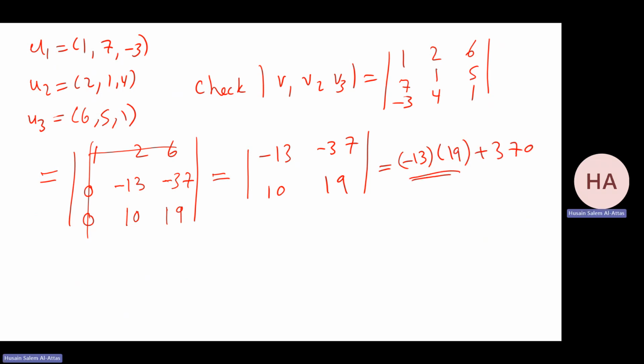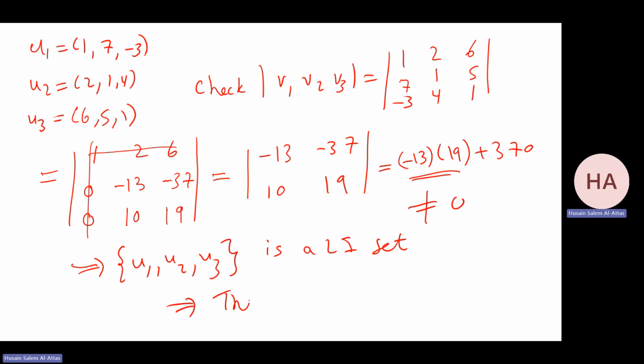Impossible for that to be 370, because the unit digit is not 0. So this is not equal to 0. This is the most important part, not equal to 0. It means this set is a linearly independent set. So they form a basis.